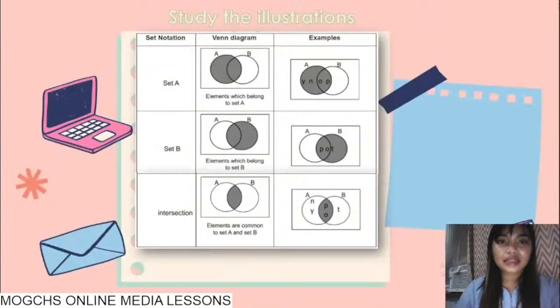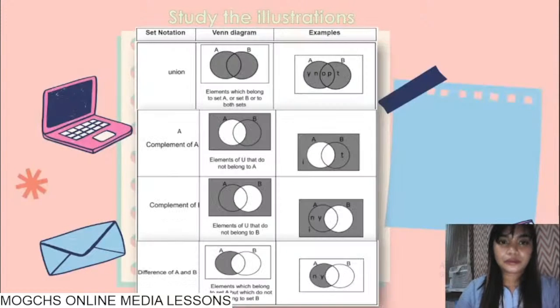Okay, next is the intersection. The intersection and the elements are common to set A and set B. The key point for the intersection is common between the two sets. In the example, there are letters N, Y, P, O, and T. The letters N, Y, P, O belong to set A. And the letters P, O, T belong to set B. But the common letters between the two sets are the letters P and O.